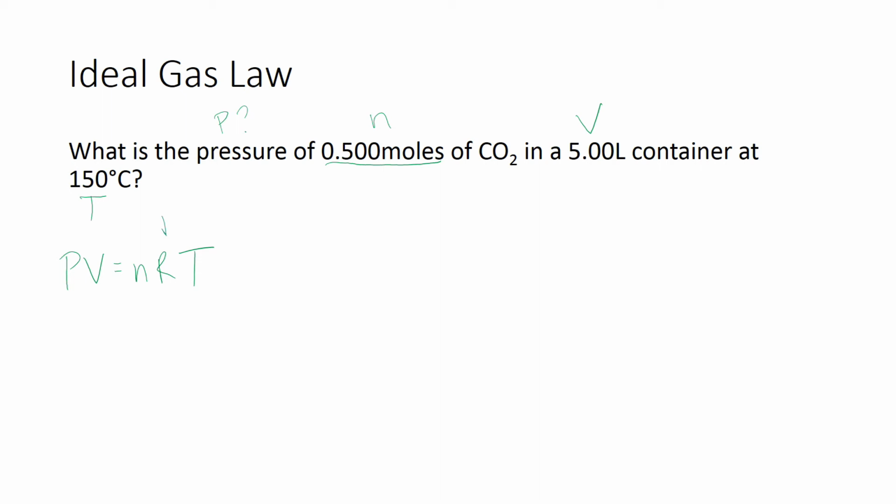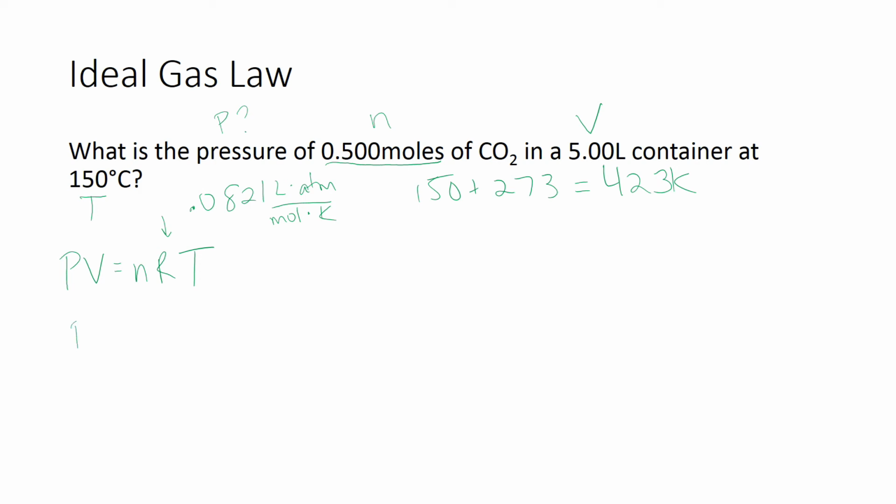So I have to commit to memory that R is a constant, and for our purposes it's equal to 0.0821, and the units are liter atmospheres per mole Kelvin. Because of that constant, I know I need to change my degrees Celsius into Kelvin. So 150 degrees Celsius plus 273 gives me that same temperature in Kelvin, which is 423 K. So now all I need to do is plug in my numbers and solve for my unknown.